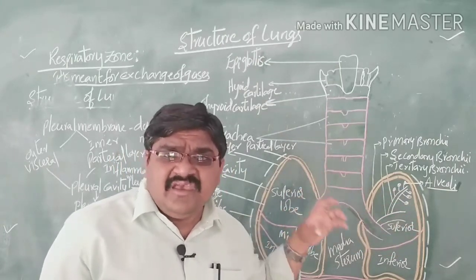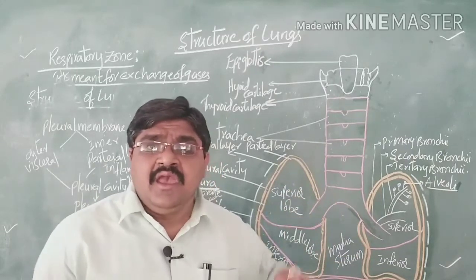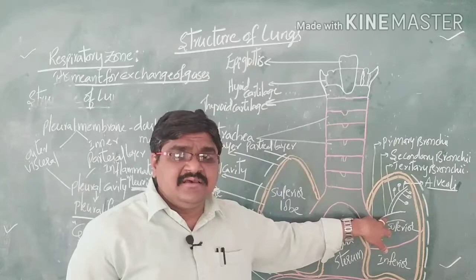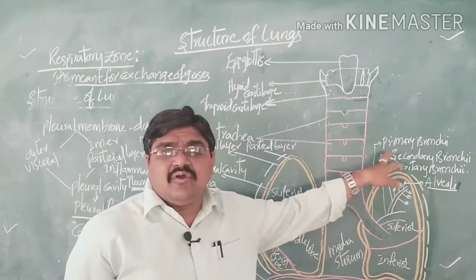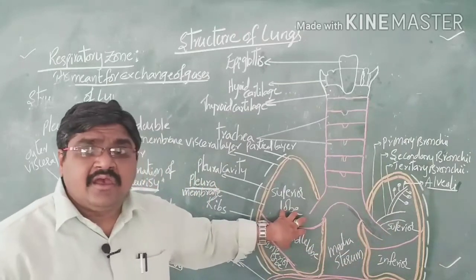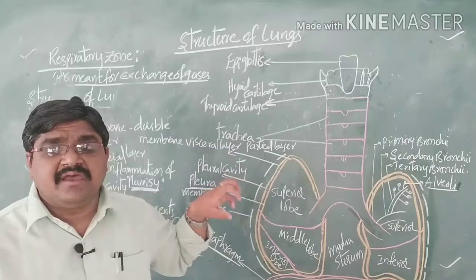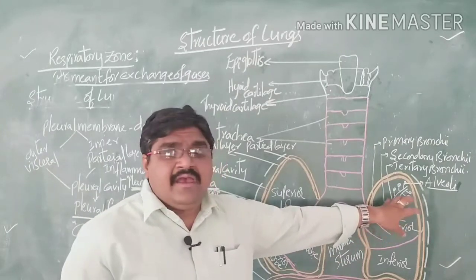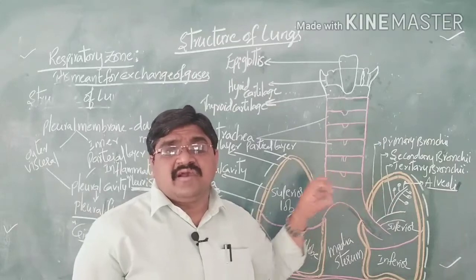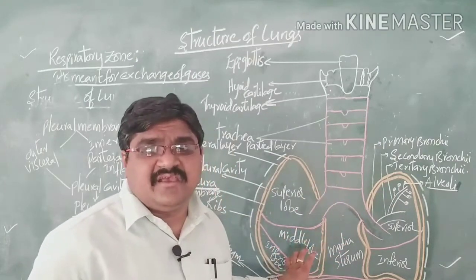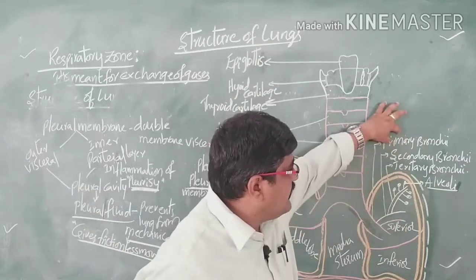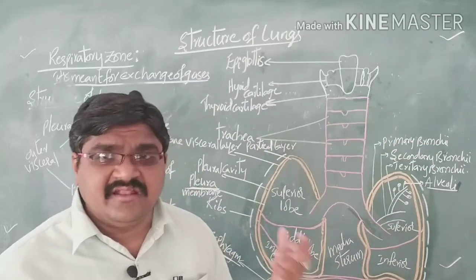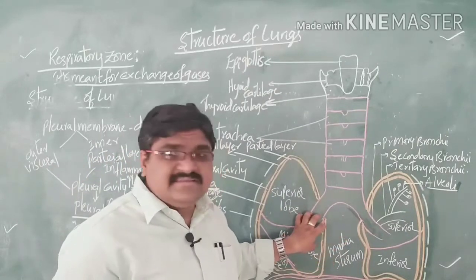The bronchi are divided into primary bronchi, then secondary and tertiary bronchi. The right lung has three lobes, so it has three secondary bronchi, but the left has two. Later we will discuss the respiratory tree. First, coming to the lungs.